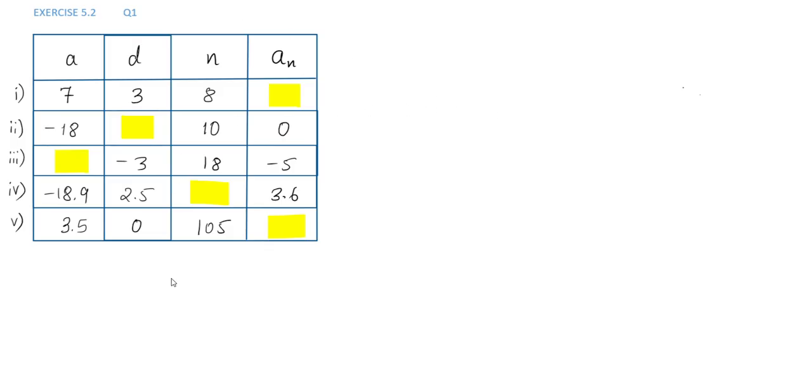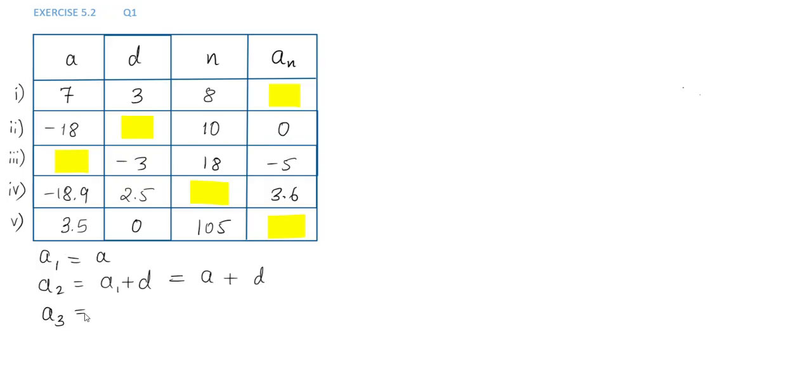Here the concept we are going to use is how we get the nth term. As we know, the first term a1 is just a. The second term is the first term plus the common difference. We keep on adding the common difference to get the next term. So a plus d is the second term.